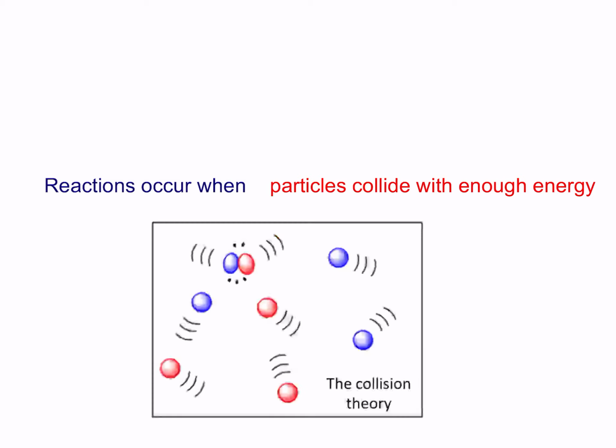I mentioned this diagram, you see. It's called the collision theory. We've got these two happy particles here, look like they're colliding. It looks like they've got plenty of energy, so they are going to react.